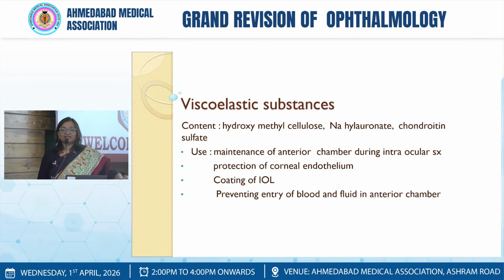So these are about the extraocular drugs. Now we will move into the intraocular drugs which are commonly used. One is the viscoelastic substances. It may be hydroxymethyl cellulose, sodium hyaluronate or chondroitin sulfate. It is used to maintain the anterior chamber during intraocular surgeries to replace the aqueous, right?